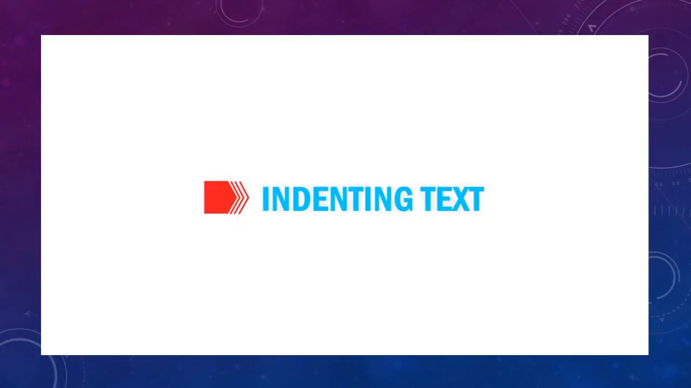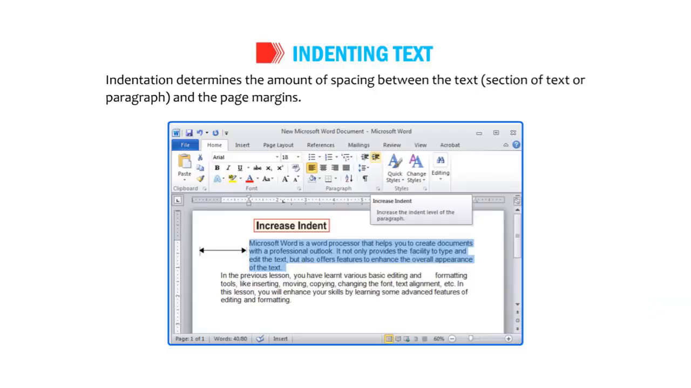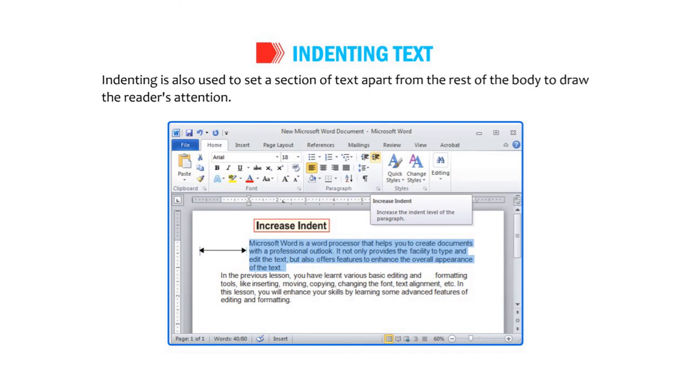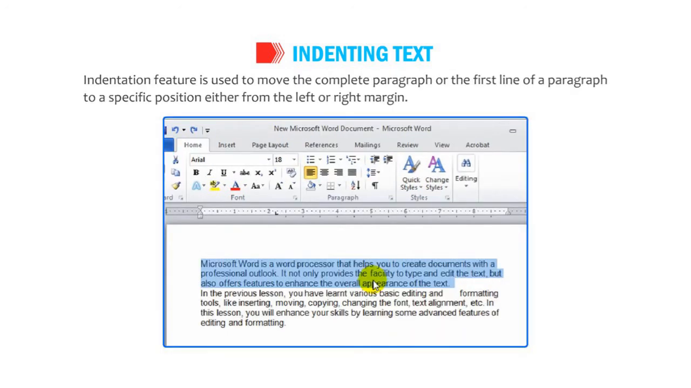Next is indenting text. Indentation determines the amount of spacing between the text, section of text or paragraph, and the page margins. Indenting is also used to set a section of text apart from the rest of the body to draw the reader's attention. Indentation feature is used to move the complete paragraph or the first line of a paragraph to a specific position either from the left or right margin.